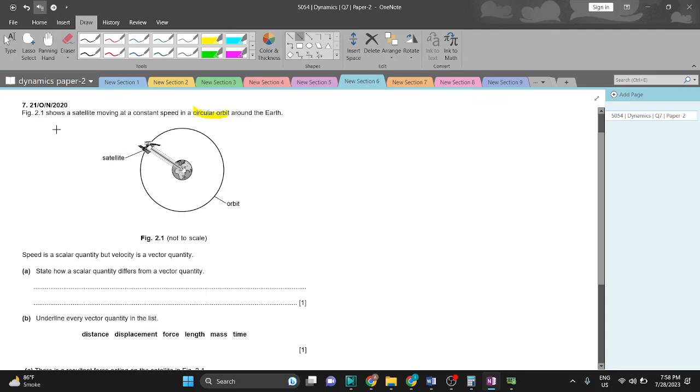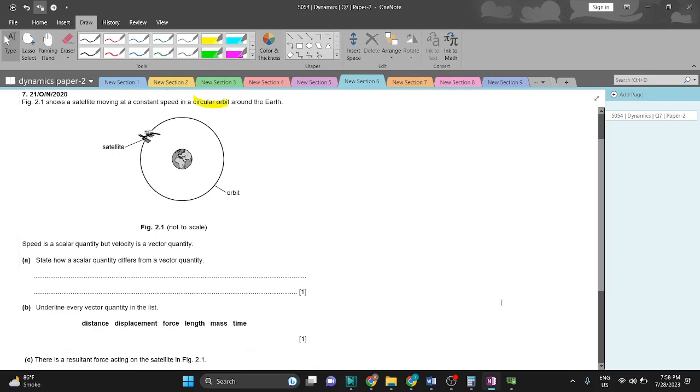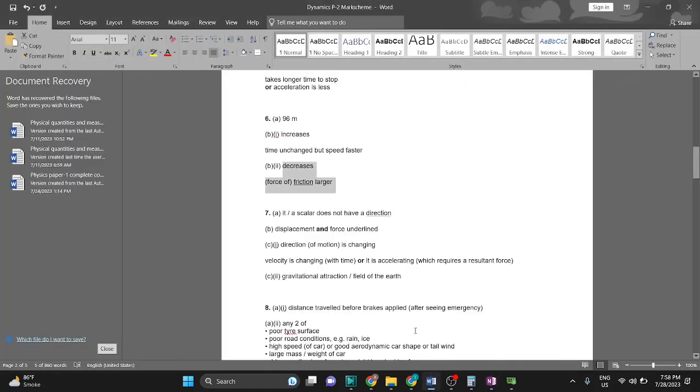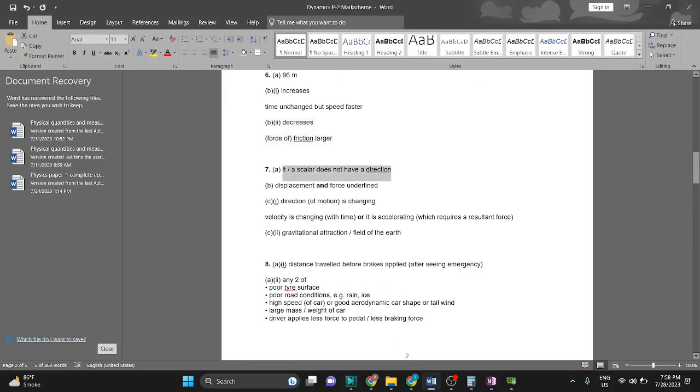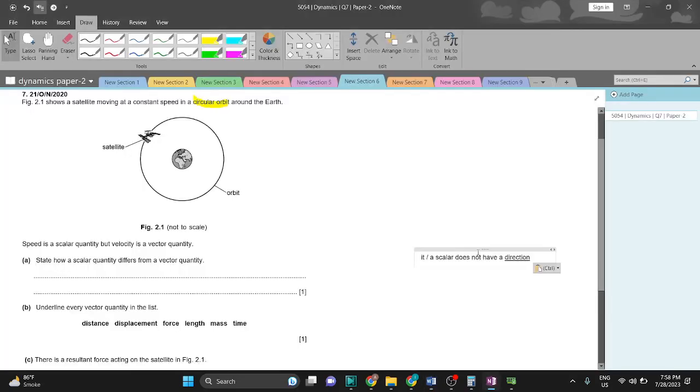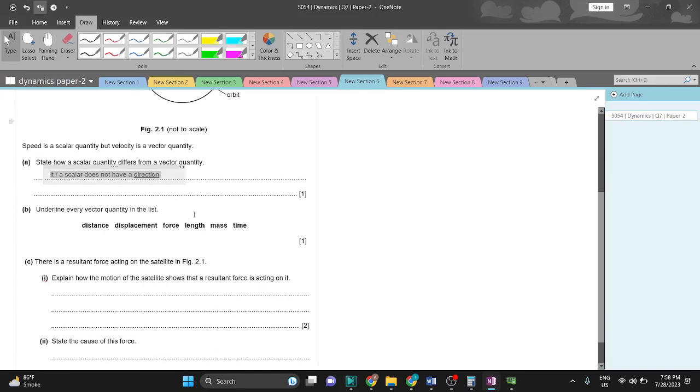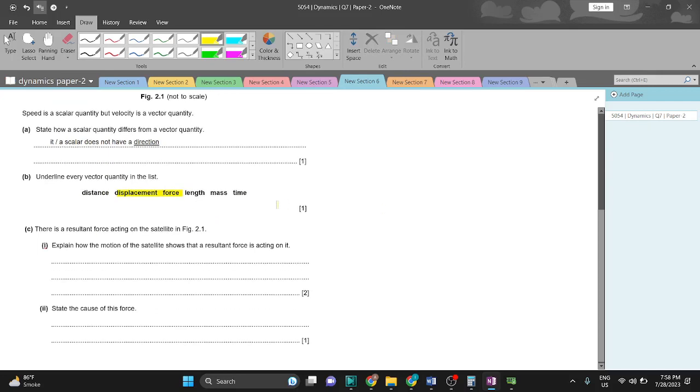Both are required to have a magnitude, but the difference is the direction. A scalar quantity has no direction, while a vector quantity does have a direction. This is written here. As simple as that. Next, underline every vector quantity in this list. Distance is a scalar quantity, displacement is a vector quantity, force is a vector quantity, because displacement and force both have a direction, while distance, length, mass, time don't have a direction.